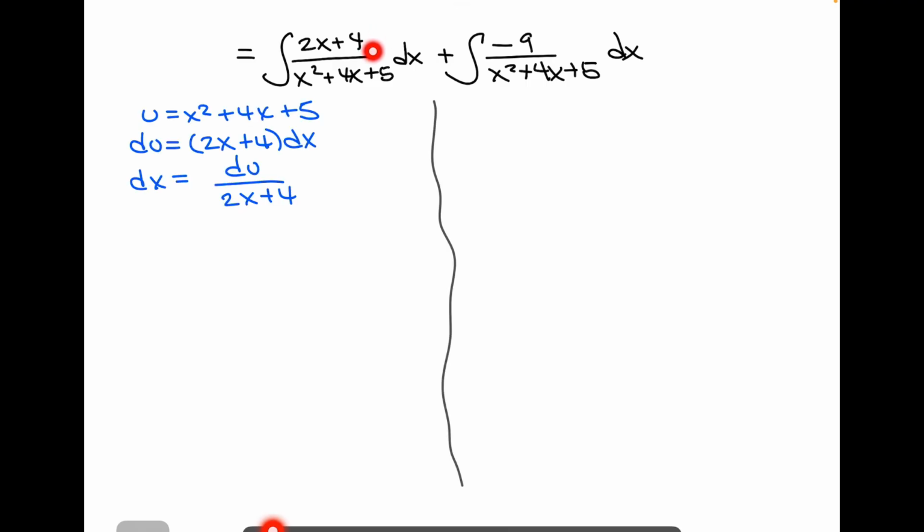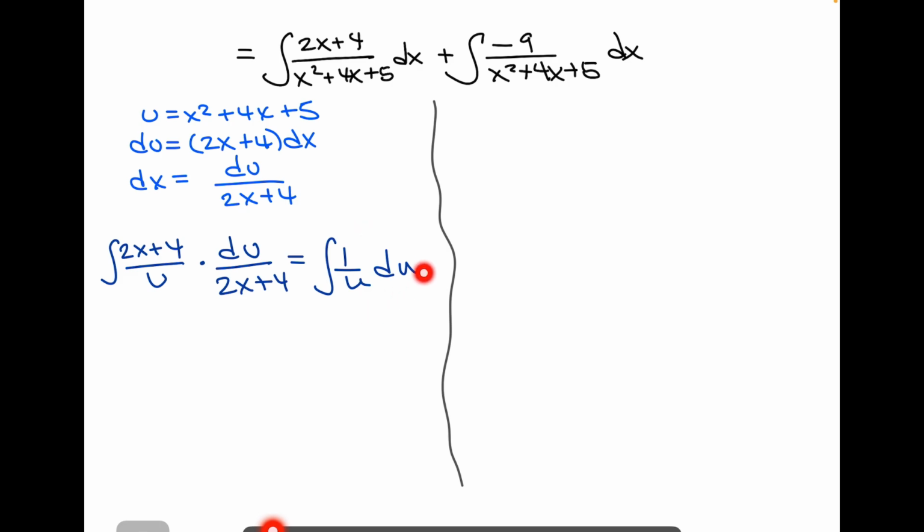Starting with the integral on the left, I'm going to use my u sub. I actually already started that earlier, so I'm just going to jot down what I had written down earlier. U was the denominator, the x squared plus 4x plus 5. So du is 2x plus 4 dx. So that means we can rewrite this integral as 1 over u du. Those 2x plus 4's cancel out, so 1 over u du. That's something I can integrate. The antiderivative of 1 over u is natural log absolute value of u plus c, or natural log absolute value x squared plus 4x plus 5 plus c.